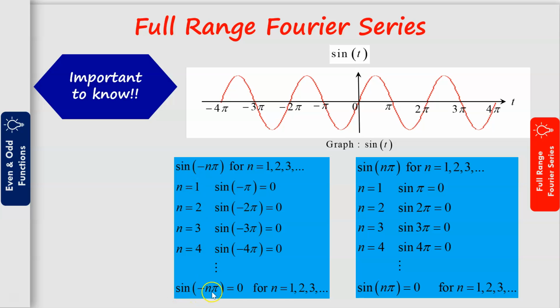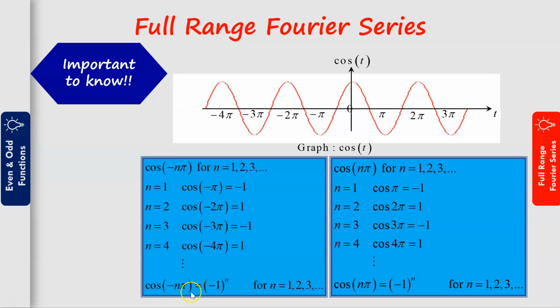Sine negative n pi and also sine n pi are equal to 0, doesn't matter what the value of n is. And for cos negative n pi, it is equal to negative 1 to the power of n. Same case for cos n pi, it is negative 1 to the power of n, where n here is 1, 2, 3, up to infinity.